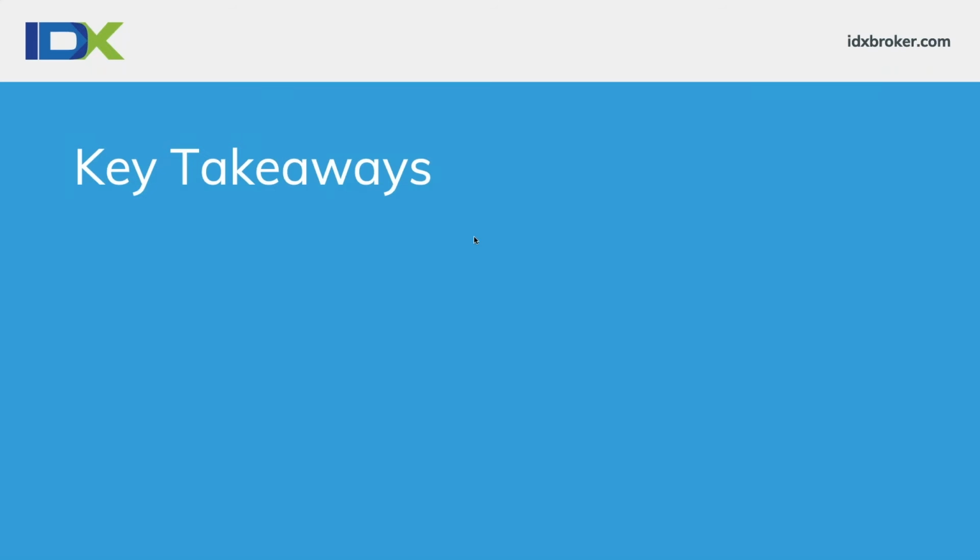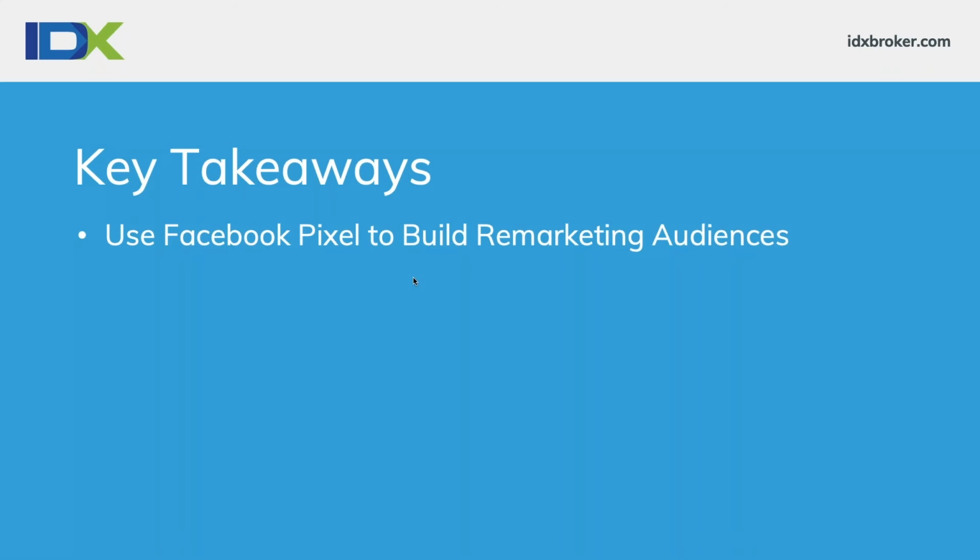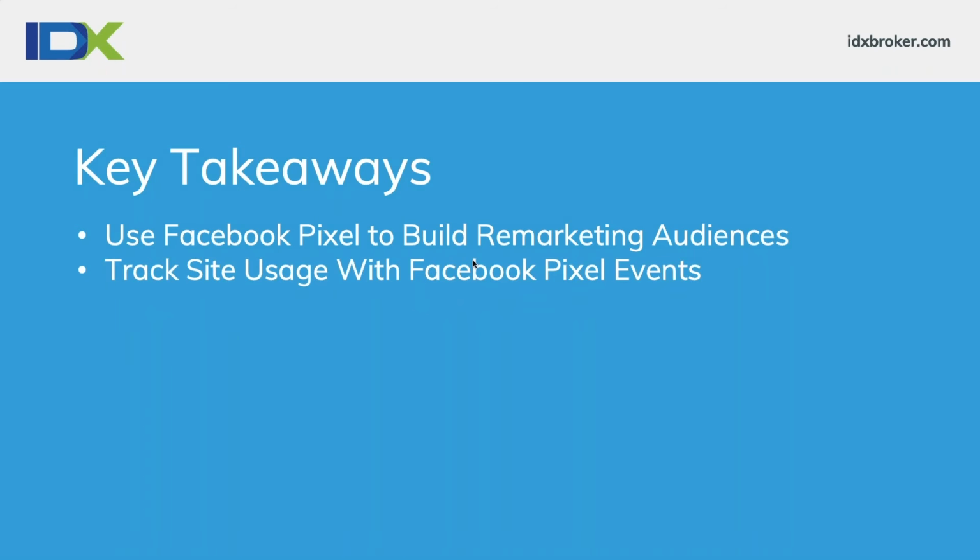So just to recap, the key takeaways are you should use a Facebook pixel to build remarketing audiences. You can target your advertisement to people that you know are interested in your brand because they've already visited your website. And then you can track site usage with Facebook pixel events. So you can see how many people perform a search, how many people register as a lead, or how many listing details pages are visited.